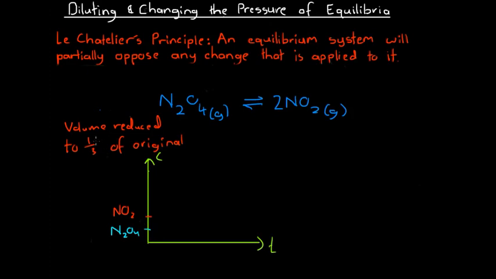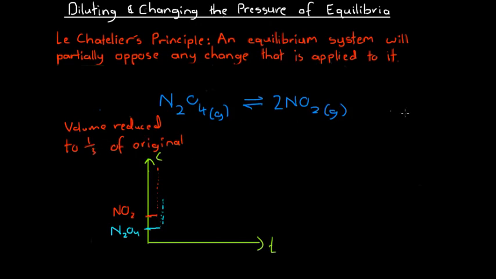Now if the volume is reduced to 1/3 of the original volume, then we're going to see an immediate spike, an immediate tripling in the concentrations of these two gases. If the volume is reduced to 1/3 of its original volume, we see an immediate jump in the concentration to triple the initial value. The same for our N2O4. So the concentrations of both of these gases are immediately tripled due to the decrease in volume.